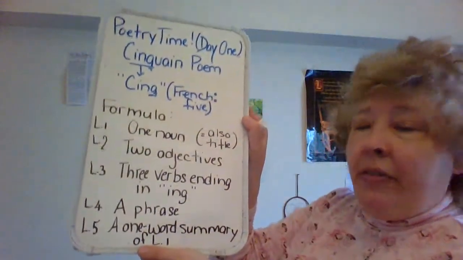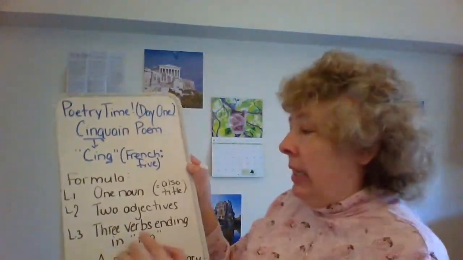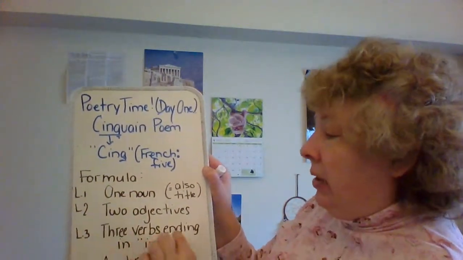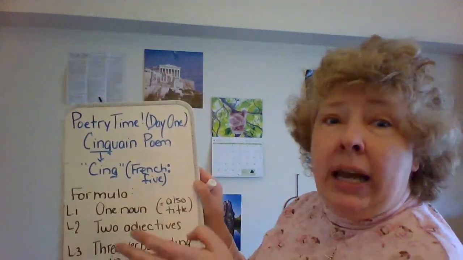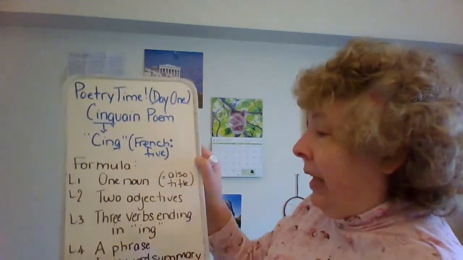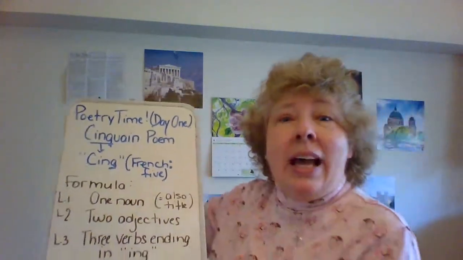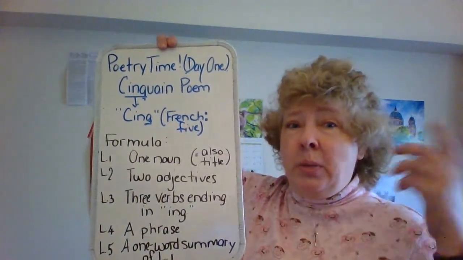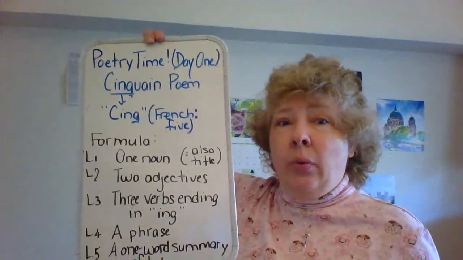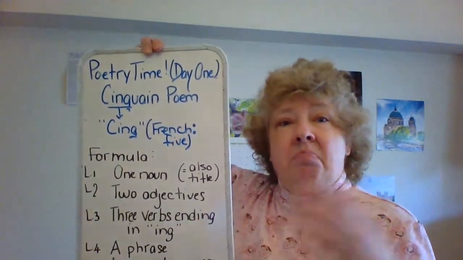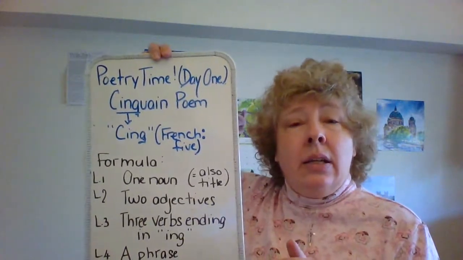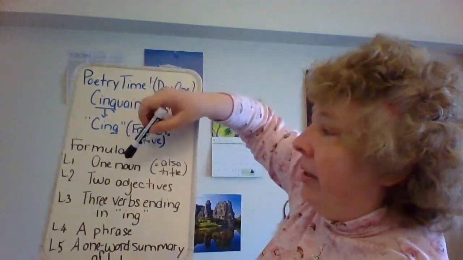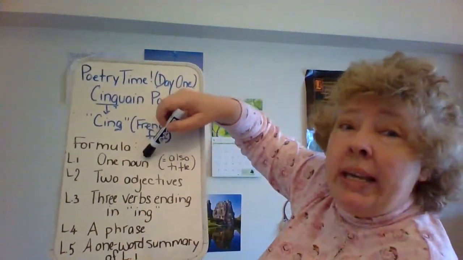Then line 4 is a phrase. Now I want to go back. Everything has to do with that noun. The adjectives describe that noun. The 3 verbs deal with the noun. The phrase is also about the noun. Remember, a phrase is not a sentence. So think about your simple sentence. You're not writing, he sat in the wrong chair. It would be something like sitting in the wrong chair. And everything goes back to the noun.